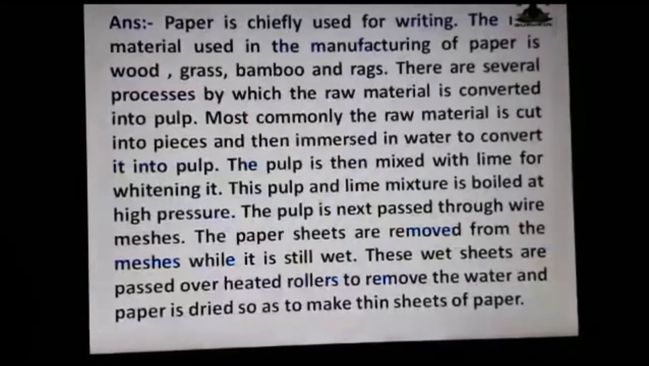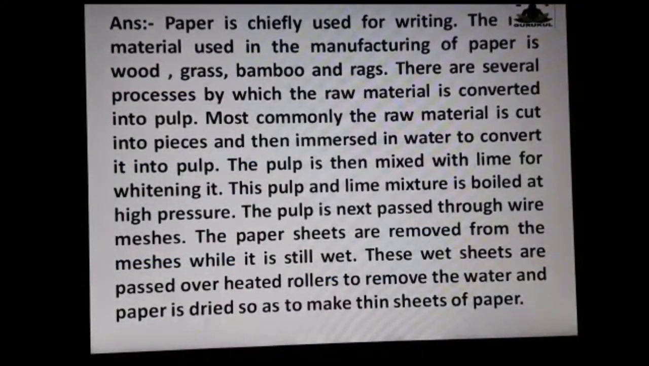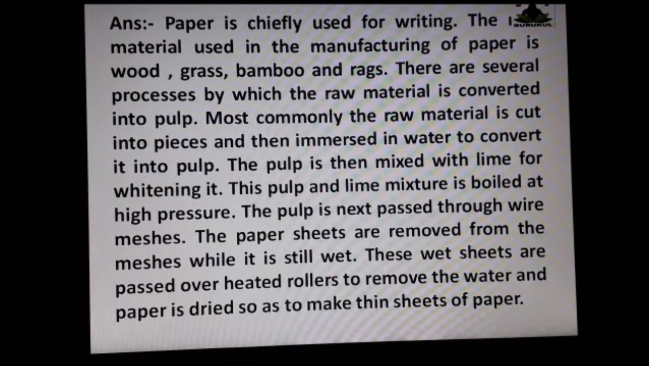So let's see that. Your answer comes as, paper is chiefly used for writing. The raw material used in the manufacturing of paper is wood, grass, bamboo and rags. There are several processes by which the raw material is converted into pulp. Most commonly, the raw material is cut into pieces and then immersed in water to convert it into pulp. The pulp is then mixed with lime for whitening it. This pulp and lime mixture is boiled at high pressure. The pulp is next passed through wire meshes.